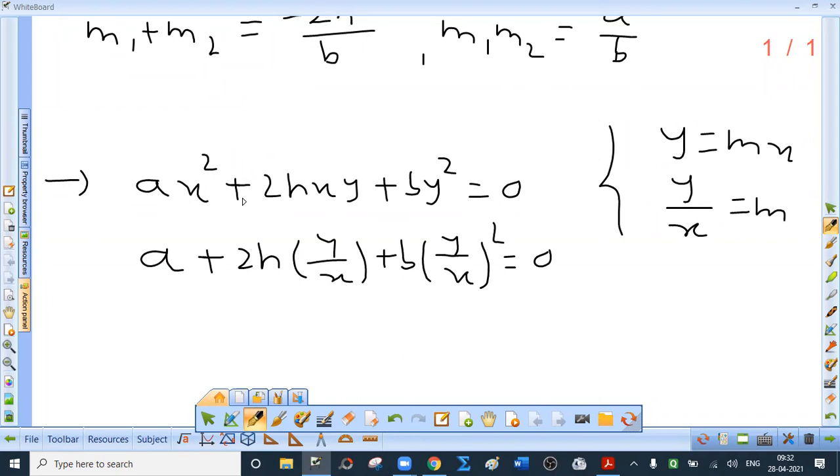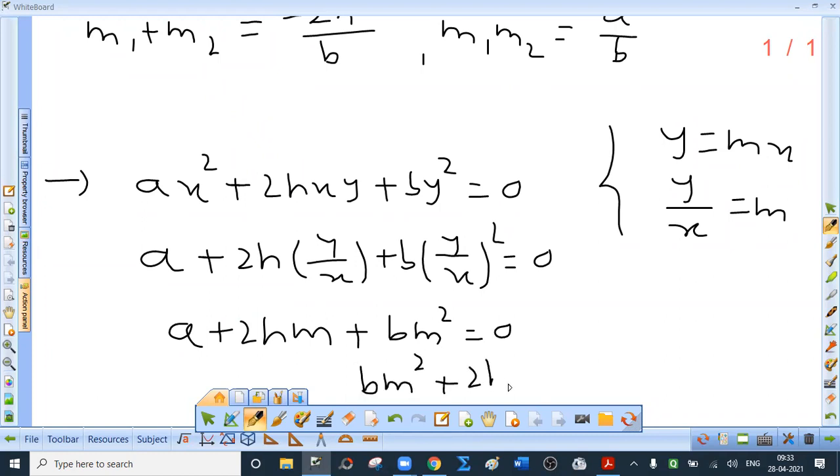See, I have begun with this equation. After this, I'm saying divide throughout by x square. So a plus 2h xy upon x square is y upon x. Y square upon x square is y upon x square. Right? Now y is mx because the line passes through origin. So I can replace y upon x by m to get which equation? A plus twice hm plus b m square equal to 0. This is a quadratic equation in m.